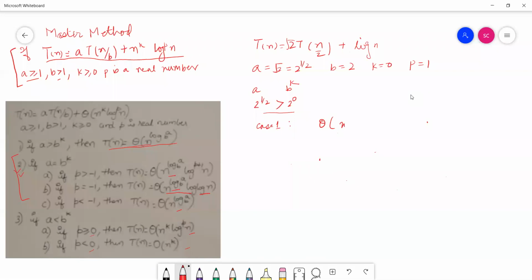Theta of n to the power log 2 base under root 2, that is equal to theta of n to the power 1/2, theta of root n. Okay. One more very good question is there. Let us see that.